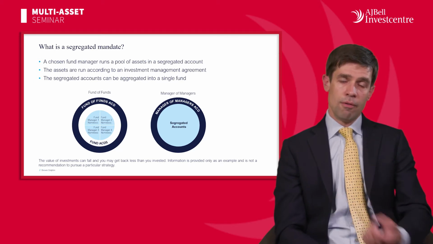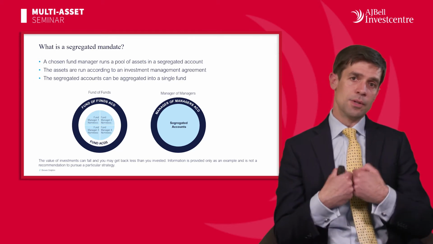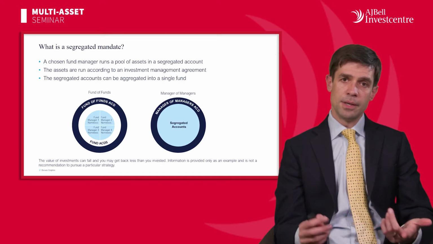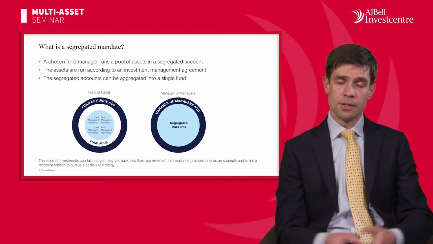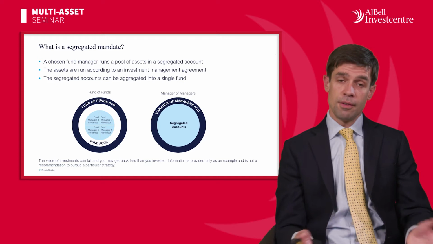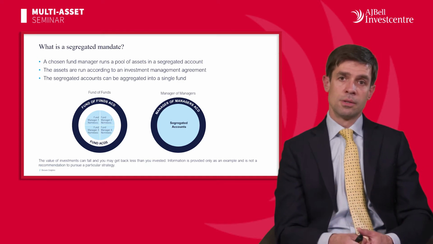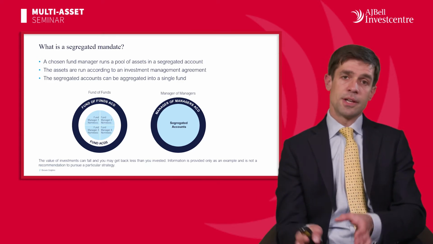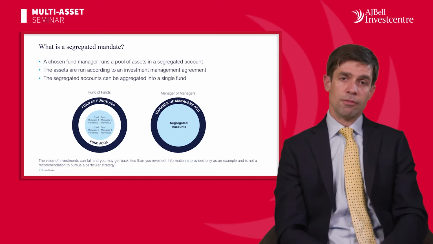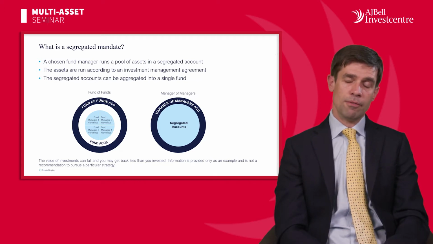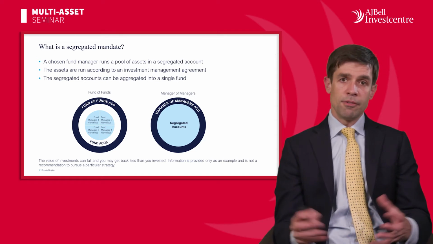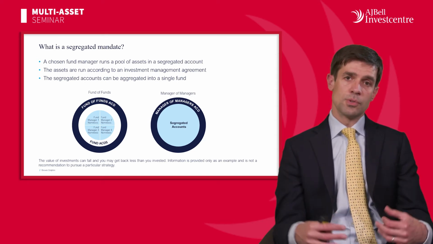Now, whenever a fund is being run, it comes with costs in terms of fund admin and accounting, as well as regulatory costs. And with a fund of funds, therefore, you have two layers of costs. In a manager of managers setting, however, you only have one layer of costs, and that's one of the principal benefits of using segregated accounts in this way. The other benefit is slightly more subtle.